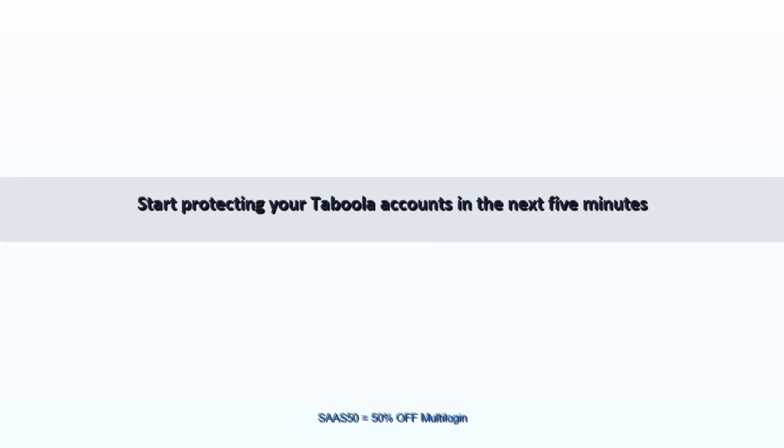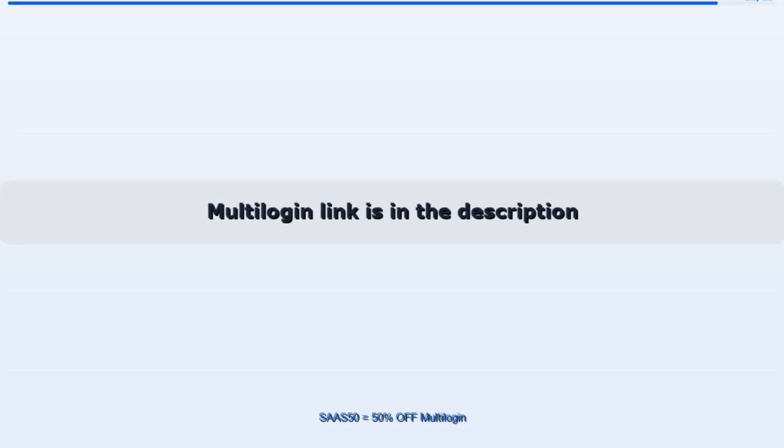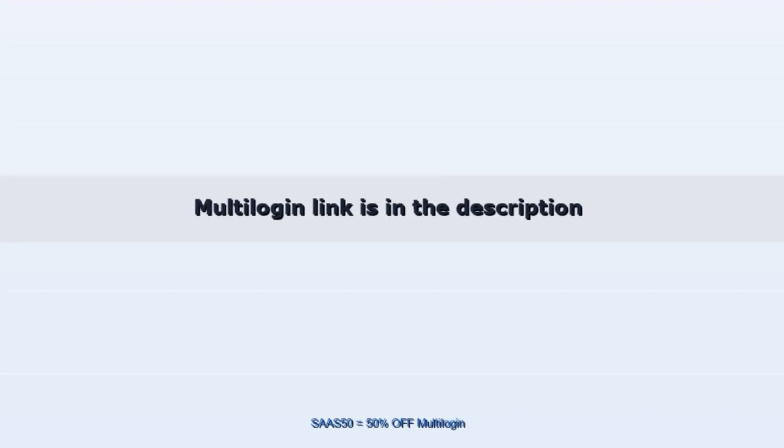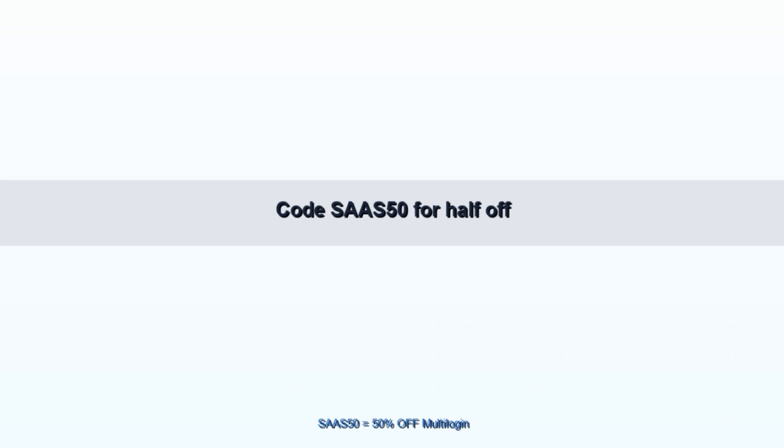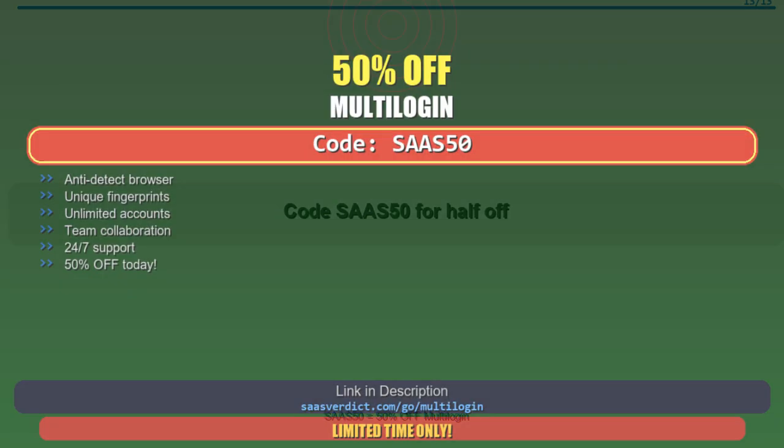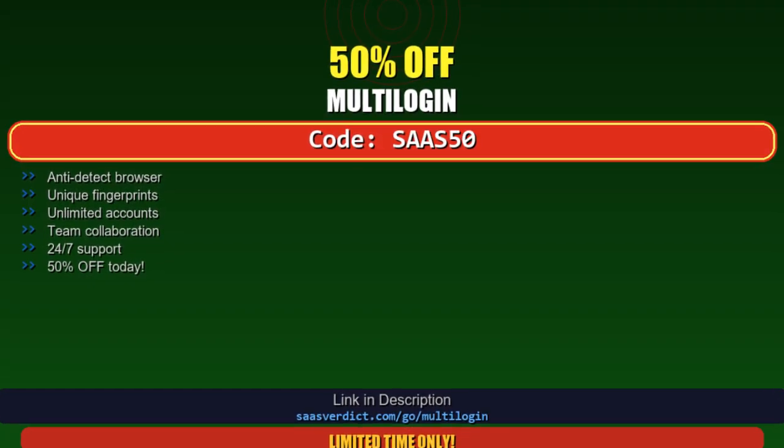Every successful Taboola marketer I know uses this approach. It's not optional anymore. It's the cost of doing business in the modern era. Start protecting your Taboola accounts in the next 5 minutes.